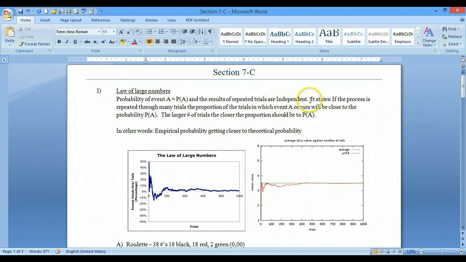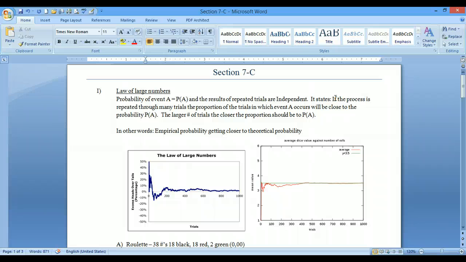independent. So the law of large numbers states, if the process is repeated through many trials, the proportion of the trials in which the event A occurs will be close to the probability P of A. The larger number of trials, the closer the proportion should be to the probability of A.